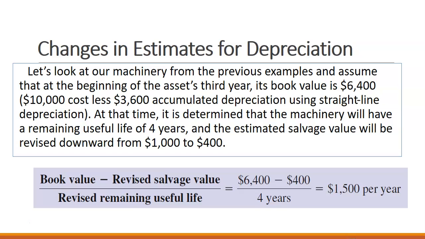Our current book value at the beginning of the third year is $6,400. We then decide that the salvage value is actually going to be $400 and that it's going to be good for another 4 years. So our new straight line depreciation expense is $1,500 per year.